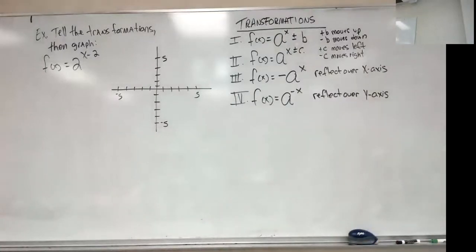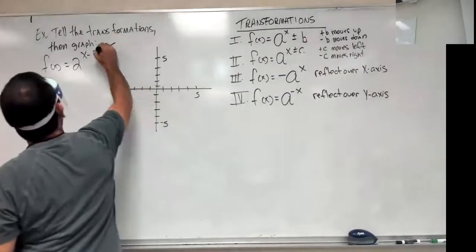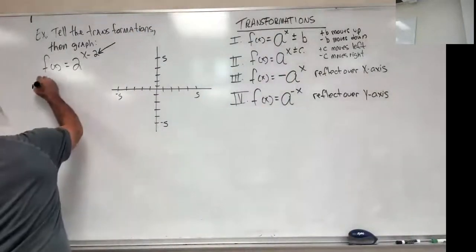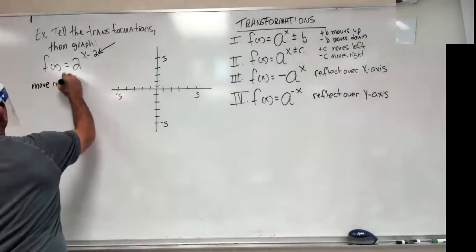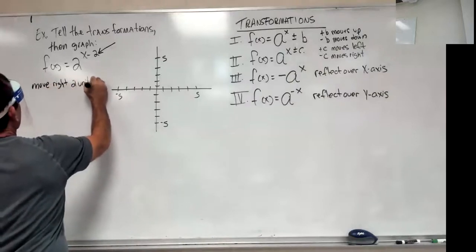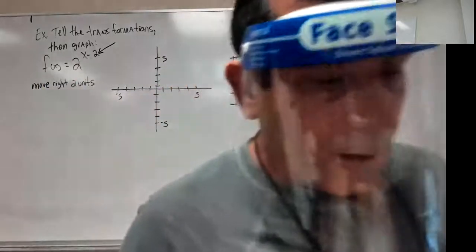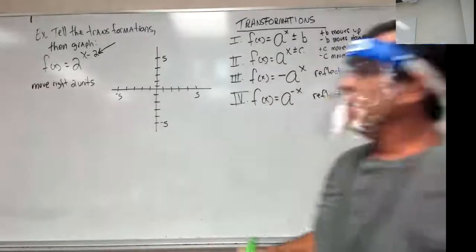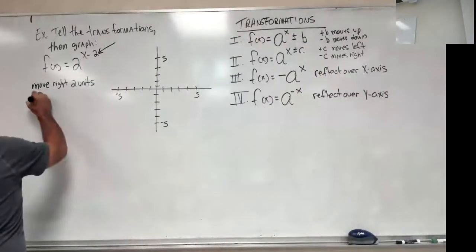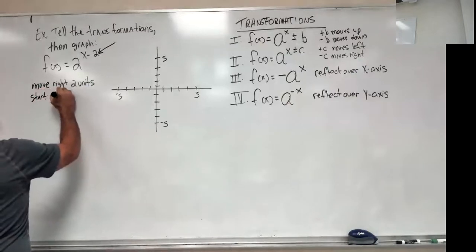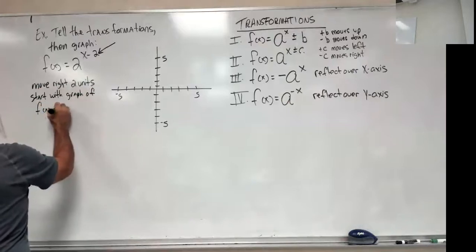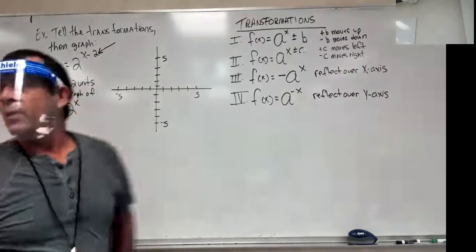So what's happening with that minus 2 hitting my x up there? This is the move I'm worried about. It's going to move me to the right 2 units. And then on these ones, they always want you to start with the graph of what you're starting with. So I started with the graph of f of x equals 2 to the x.